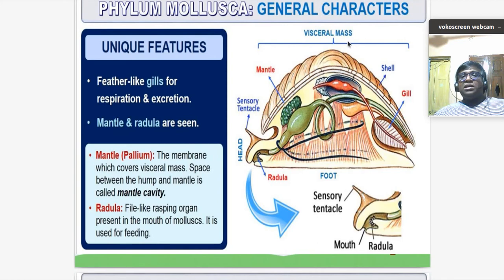So the phylum Mollusca, the unique features, they have feather-like gills at the posterior region. They not only help in respiration but also in excretion. See, the mouth has special structures called as radula. They are file-like rasping organ. It is used for feeding, similar to teeth. Then they have this mantle or pallium. It is a membrane present between the visceral mass and the shell. Between the hump and mantle, we notice this mantle cavity. So the mantle and radula are present.